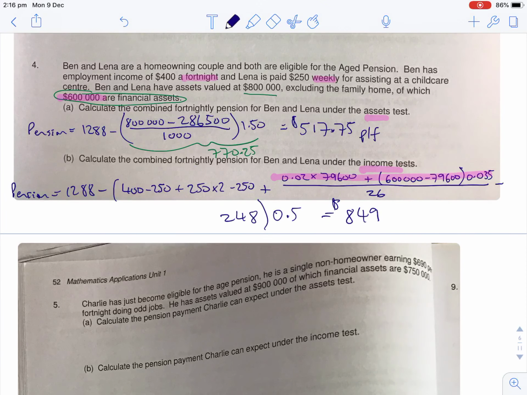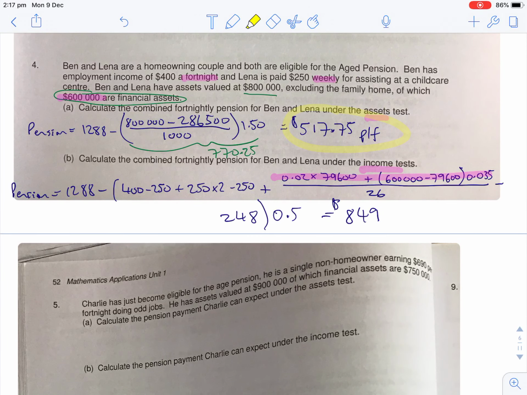Now your final question is generally which one would they actually get. So under the assets test, they got $517.75 a fortnight. Under the income test, they would have got $849. We always take the smaller of the two. So in this case, this couple would actually receive the $517.75 per fortnight because that's the lower amount.